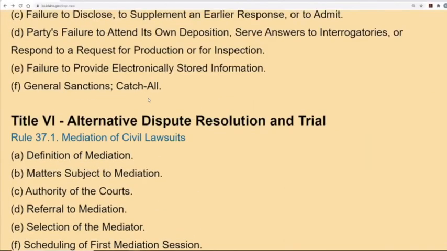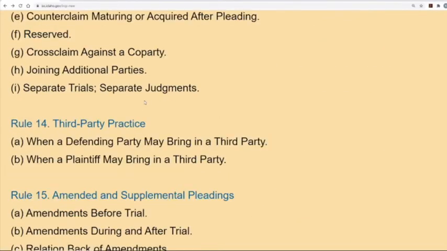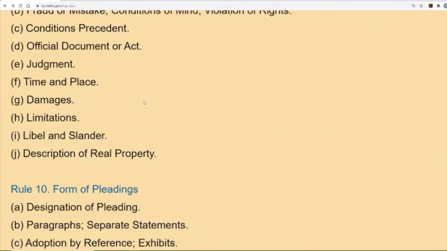Now, another key one here to know, this is where we really hammer them. They don't want you to know this one, so pay attention.